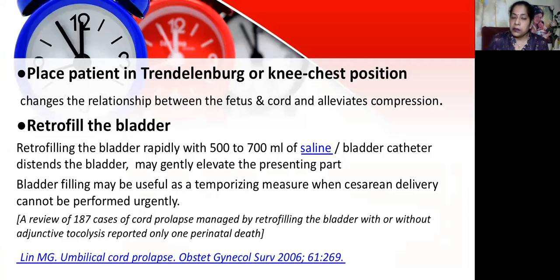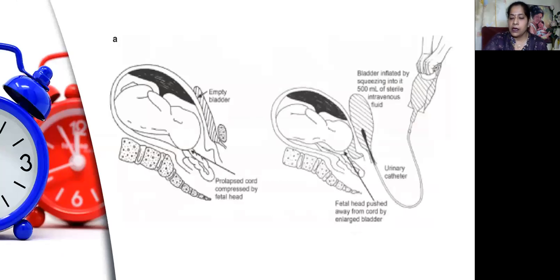Now, as we all know, whenever there is a full bladder, the head fails to come down appropriately. So this is being used in this maneuver, retrofilling the bladder. Retrofilling the bladder rapidly with 500 to 700 ml of saline through a bladder catheter distends the bladder and may elevate the presenting part. Bladder filling may be useful as a temporary measure when cesarean delivery cannot be performed urgently. So this is how pressure on the cord is relieved.